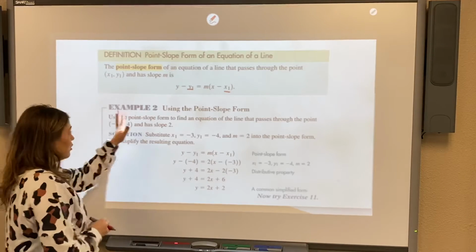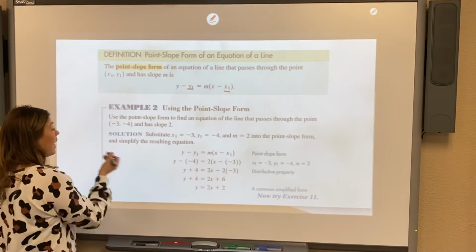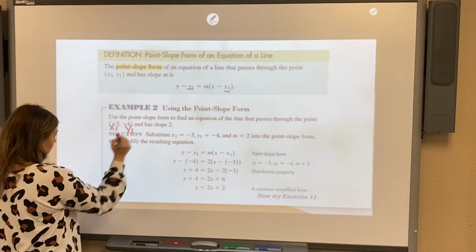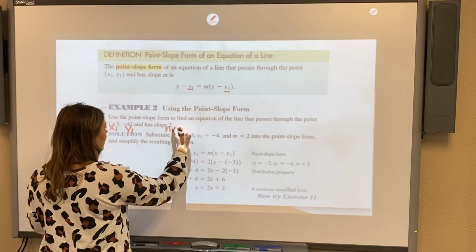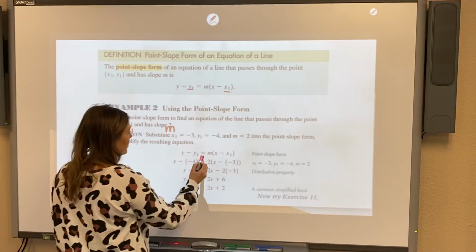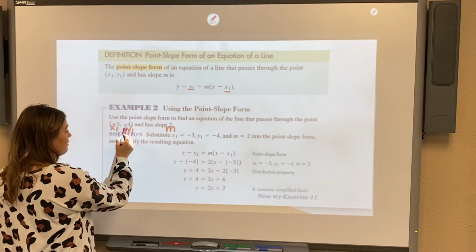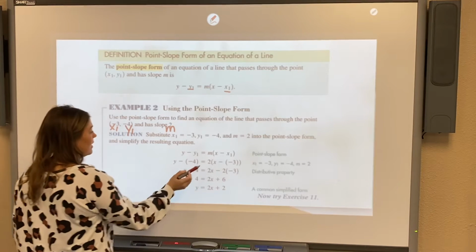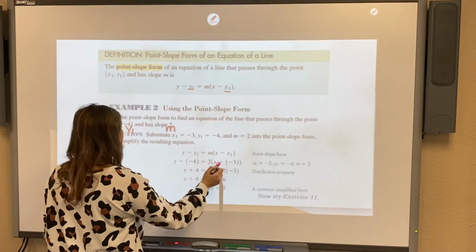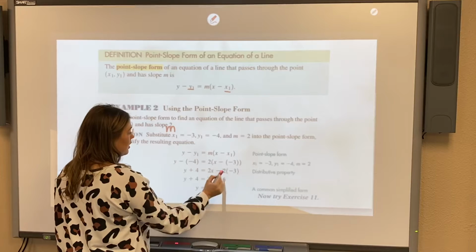So use point slope form to find an equation that passes through the point negative 3, negative 4, and has a slope of 2. So I'm going to label. Negative 3 is our x1, negative 4 is our y1, and then our slope of 2 is m. So we have everything that we need for our formula. So y minus y1 is equal to m times x minus x1. Okay, well y minus our y1 is negative 4, so we have y minus a negative 4, is equal to m, which is 2, times x minus x1, which is x minus negative 3. So we just plugged in negative 4 here, negative 3 here, and then our slope of m there.